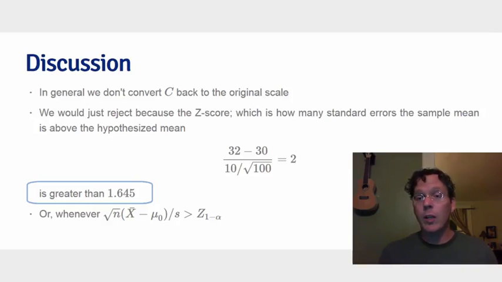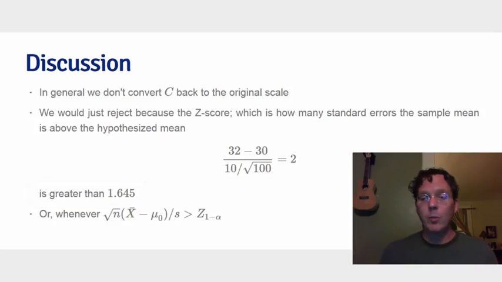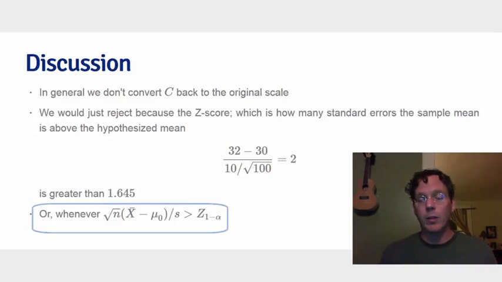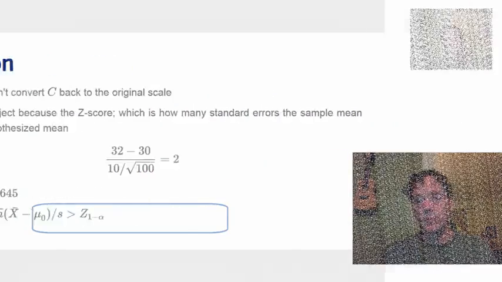I should reiterate, the chance of this occurring under the null hypothesis is less than 5%, so we're going to reject the null hypothesis in favor of the alternative hypothesis. So I've just simply written out this rule again here on the final line. We're going to reject whenever x bar minus the hypothesized mean divided by the standard error of the mean is greater than the appropriate upper quantile that leaves alpha percent in the upper tail.